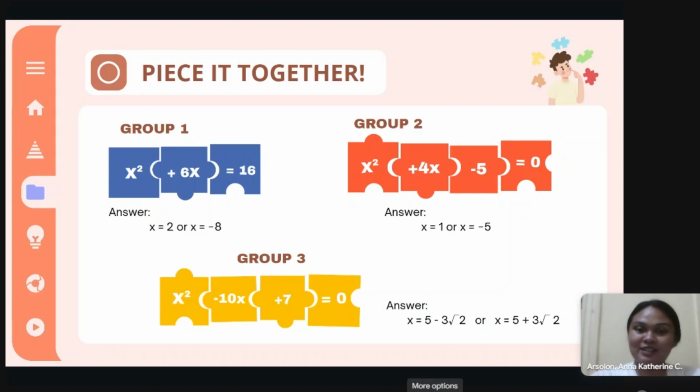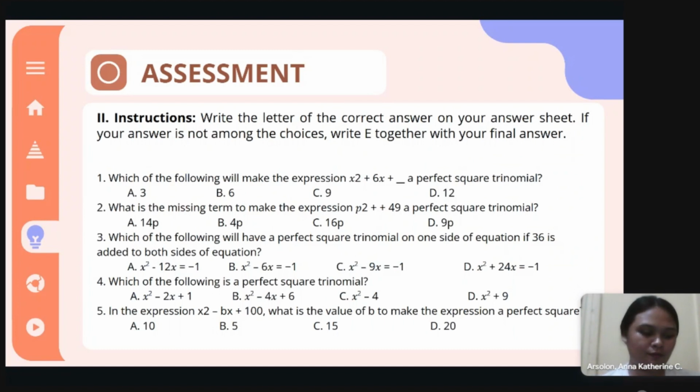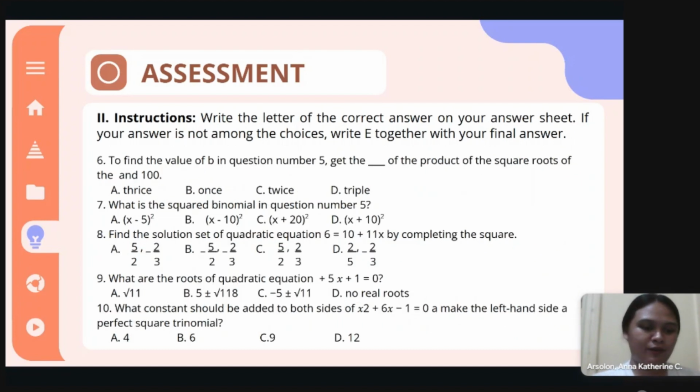Since you understood, let's have a short quiz. I will only give 10 minutes to answer. Alright, let's start now. Alright, time's up, everybody.